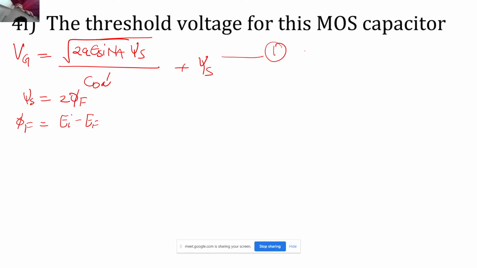You were saying something, from the doping. From doping, yeah, exactly. Correct. Very good. So this is kT by q ln of Na by Ni. Correct. And what will be this? 0.0259, because it's room temperature.